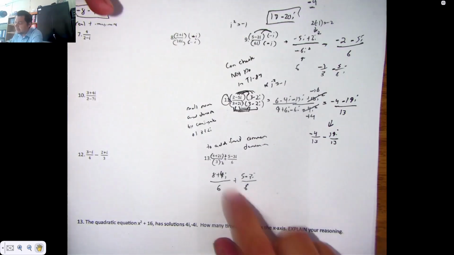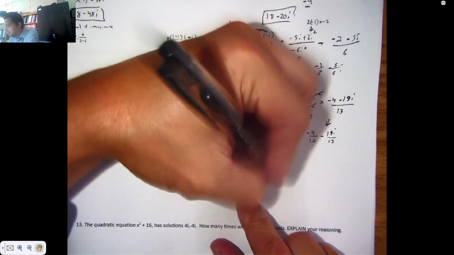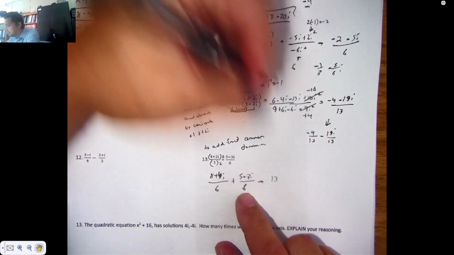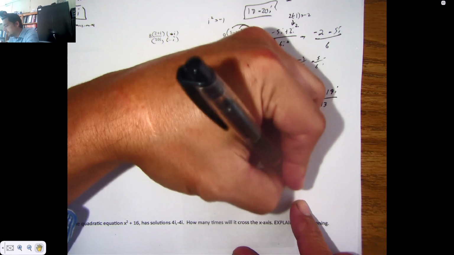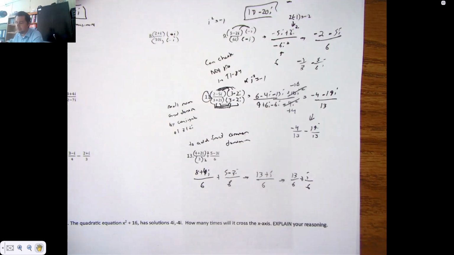I can add the tops. 5 and 3 makes 13. 4i plus a negative 3i is plus an i. Both pieces over 6. It's 13/6 plus i over 6, assuming I didn't screw up. Done with 13.